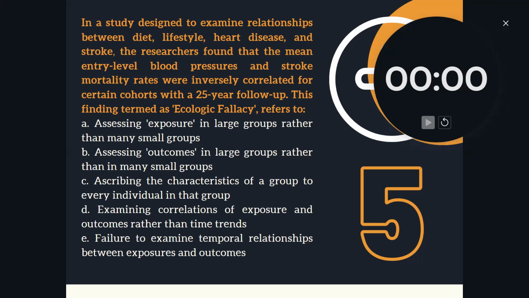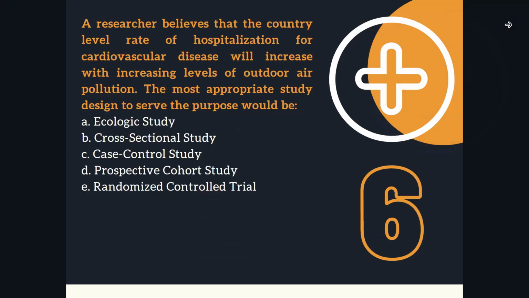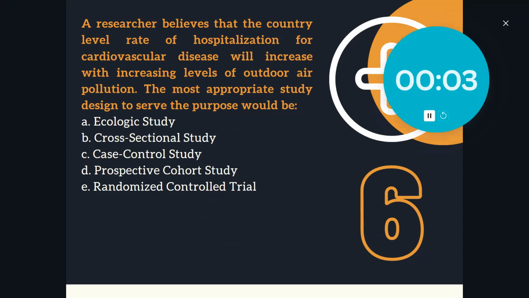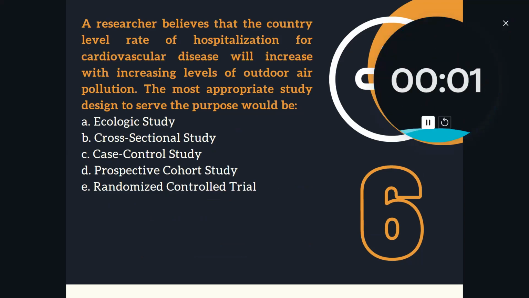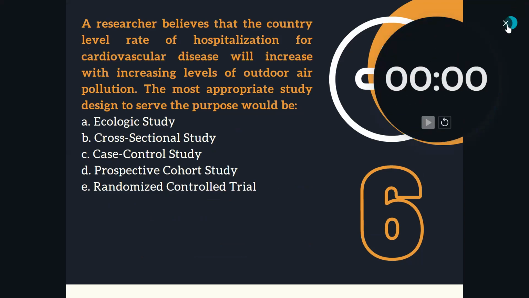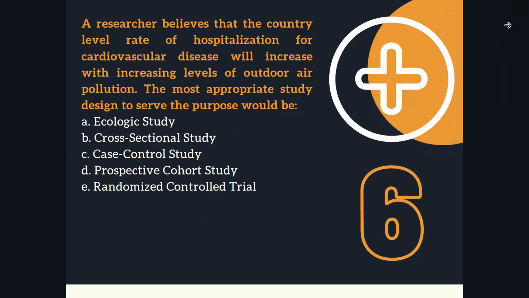I have just told in the previous question that ecologic fallacy is ascribing the characteristics of a group to every individual in that group. Now, question number 6. A researcher believes that the country level rate of hospitalization for cardiovascular disease will increase with increasing levels of outdoor air pollution. The most appropriate study design to serve the purpose would be A, ecological study, B, cross-sectional study, C, case control study, D, prospective cohort study, and E, randomized control trial. So the answer is A. It is the ecological study because the whole country level rate of hospitalization is concerned.